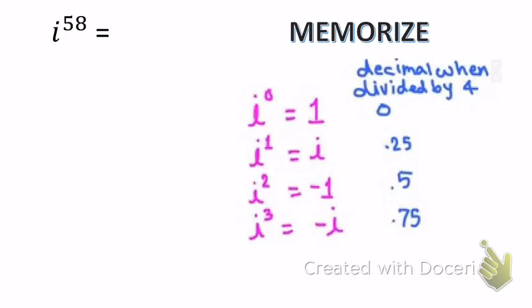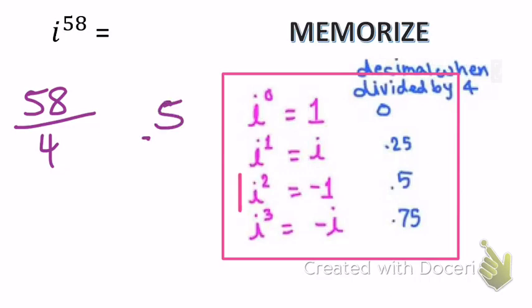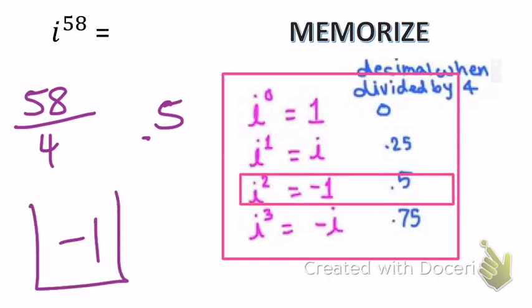We need powers of i right away. I'm going to tell you right now, you need to memorize this right here. So all we're going to do is take 58, divide by 4. And what we want to know is what decimal it gives us. It gives us a decimal of 0.5. So it is right here in the sequence. So this simplifies to -1. If it gave us a 0, our answer would be 1. If it gave us a 0.25, our answer is i. 0.5, -1. And 0.75, -i.